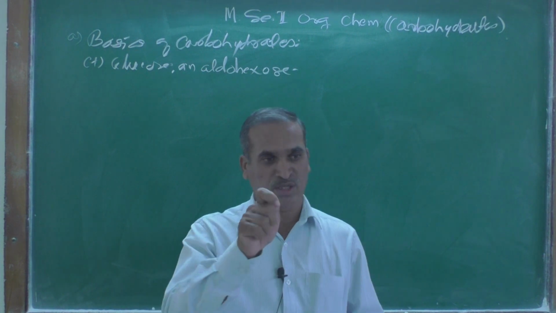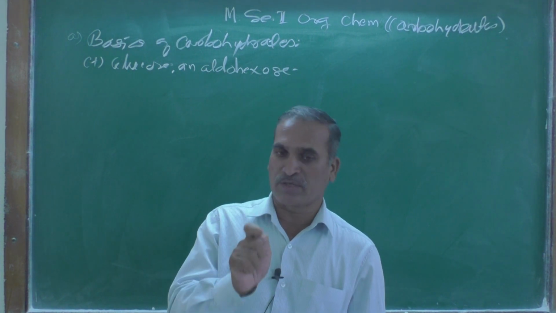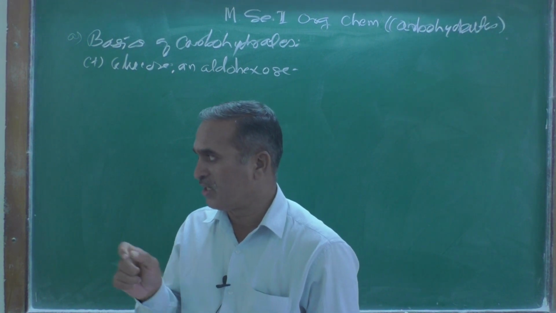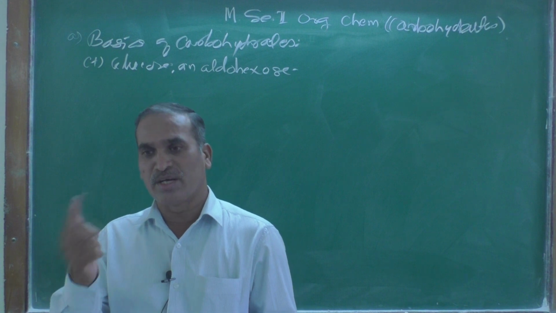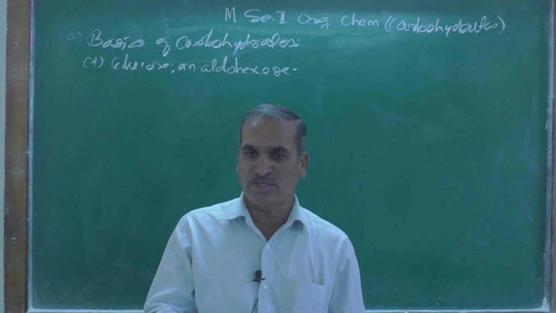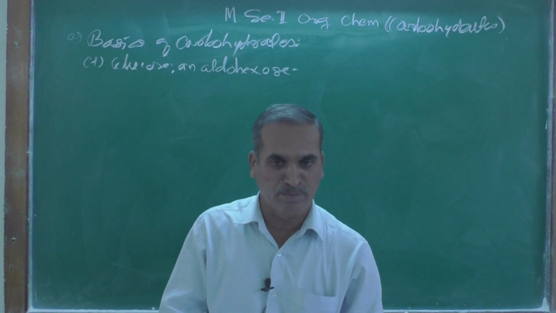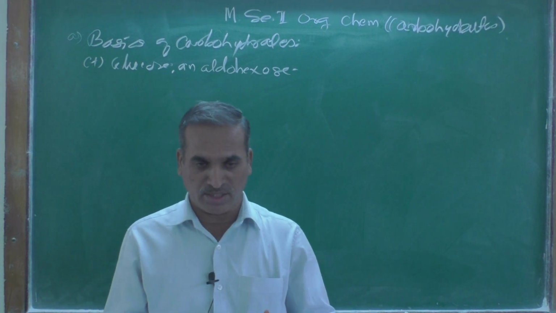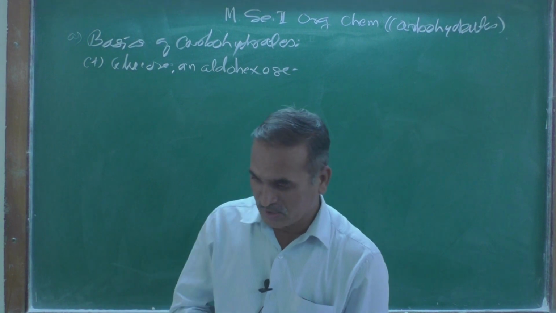As we know, pentose and hexose are the most frequently and naturally present in nature, in the free state as well as in the combined state. And most importantly, we are learning the structure of glucose.